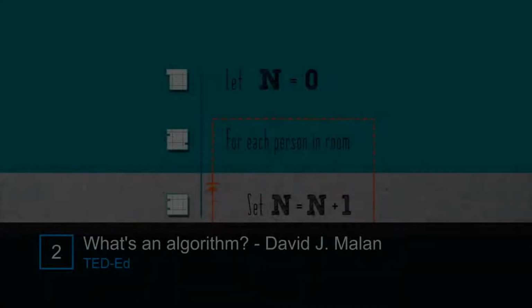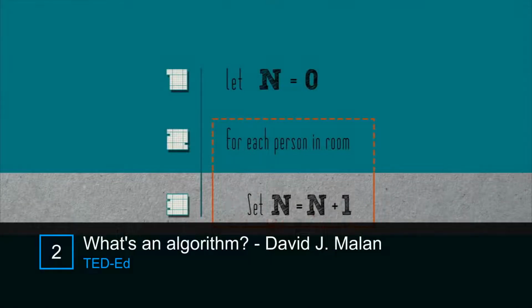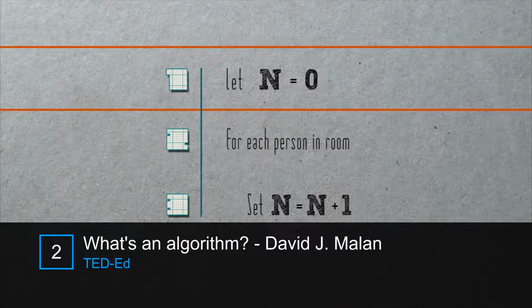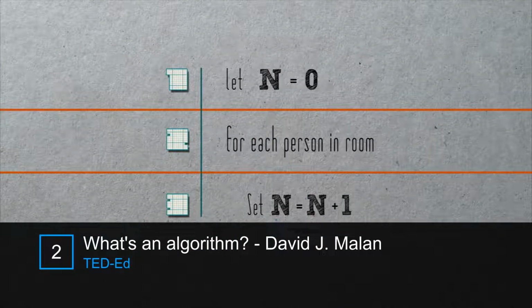How we'll go about counting, the indentation implies that it's line 3 that will repeat. So what the pseudocode is saying is that after starting at 0, for each person in the room, we'll increase n by 1.